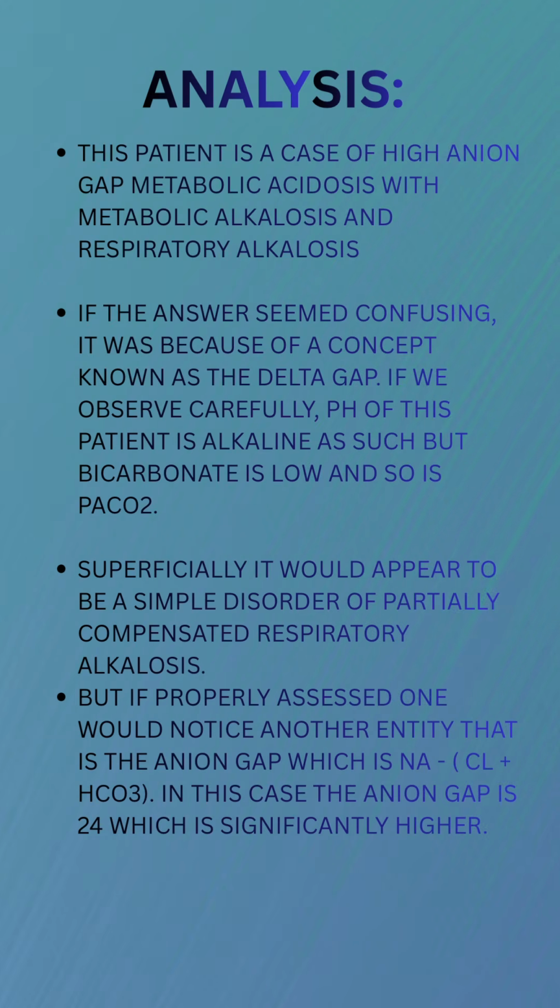So this patient is a case of high anion gap metabolic acidosis with metabolic alkalosis and respiratory alkalosis. If the answer seemed confusing, it was because of the concept known as delta gap. If we observe carefully, the pH is alkaline, but bicarbonate and PaCO2 both are low. Superficially, it would appear to be a case of simple partial compensation, but if properly assessed, we'll notice another entity, that is the anion gap, which is significantly higher, around 24 in this case, based on the formula that I've mentioned here.